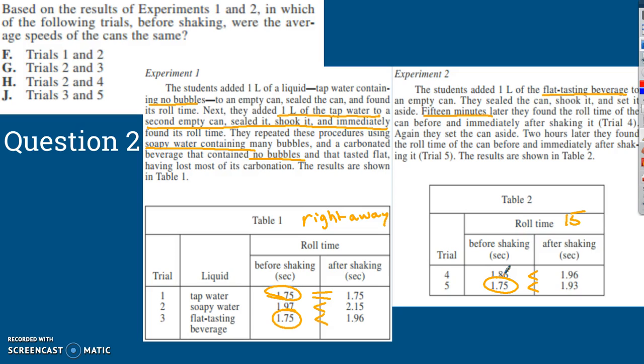And so which were the average speeds of the cans the same before shaking? That looks like 3 and 5. J is our answer.